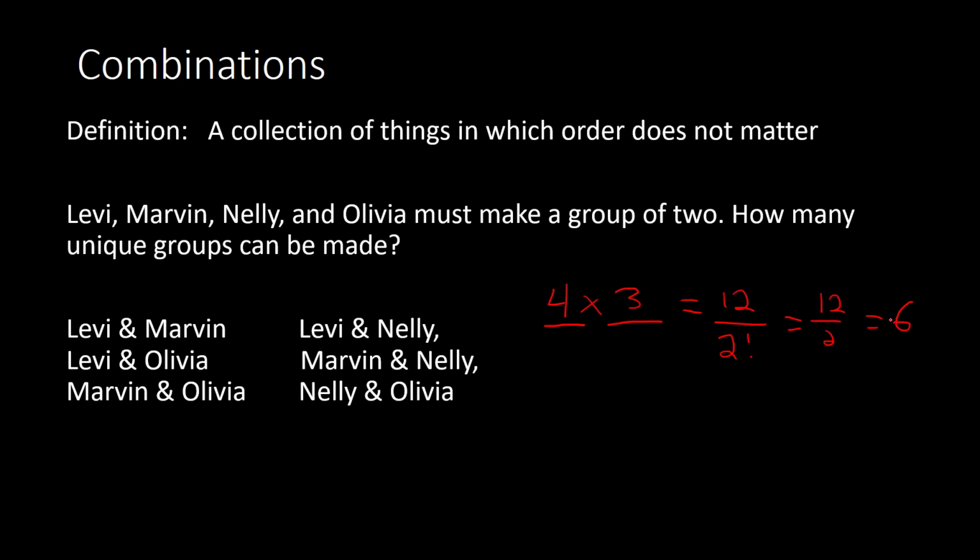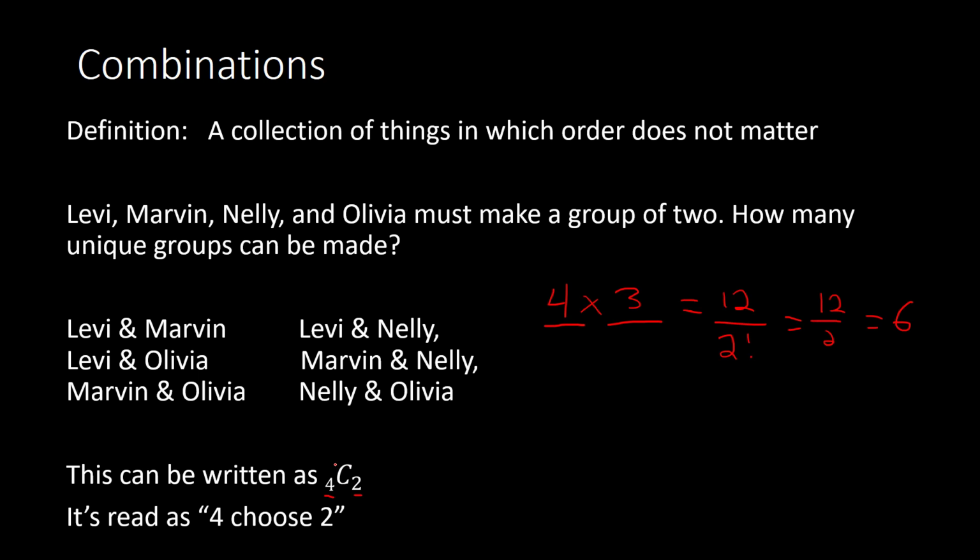Now, just like with permutation, there is a quick way to write this, and that is by using the letter C. So here the 4 means we have 4 people to choose from, and 2 means we're picking 2 people at a time. And the C means combination. So that is just like permutation. The only difference is permutation has a P, combination has a C. And we can read this in English as 4 choose 2. So yes, we can say 4 C 2, but many times we would say 4 choose 2.